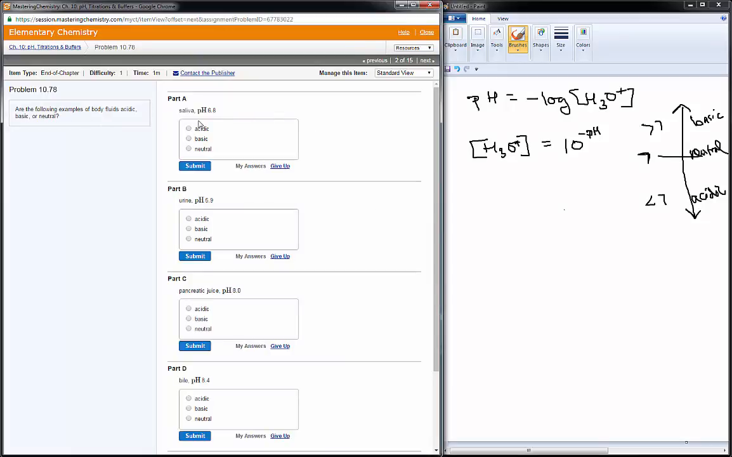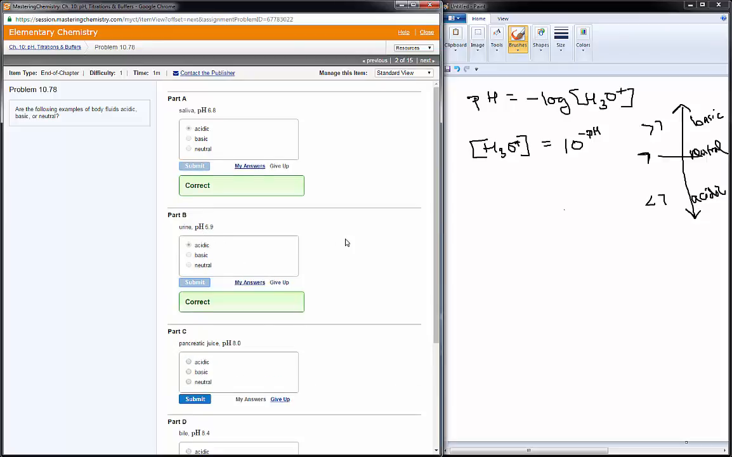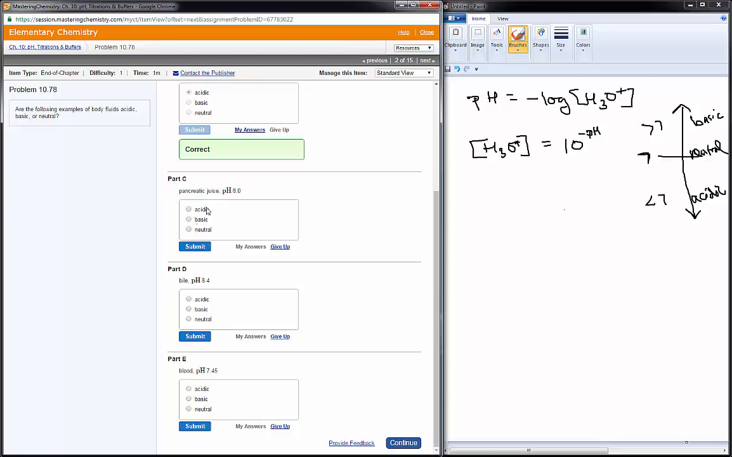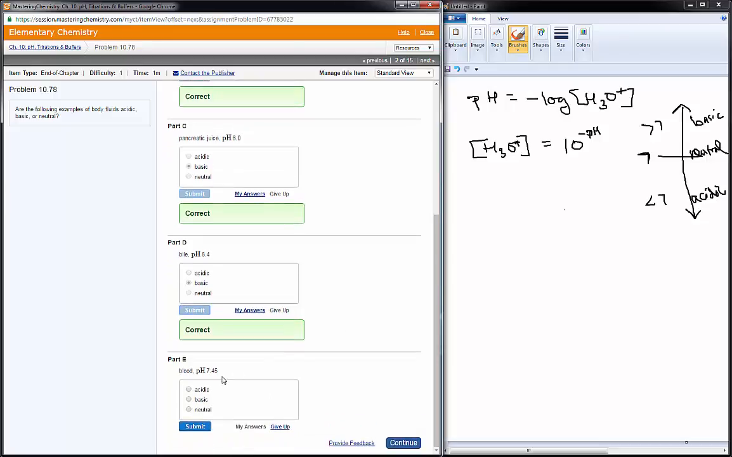Now we're looking at acidic, basic, or neutral, and we're just going to say less than 7 is acidic, greater than 7 is basic. So saliva is less than 7, it's a little bit acidic. Urine is even lower than that, so it is also acidic. Pancreatic juice is greater than 7, so it's basic. Bile, basic. And blood, slightly basic, but still greater than 7.